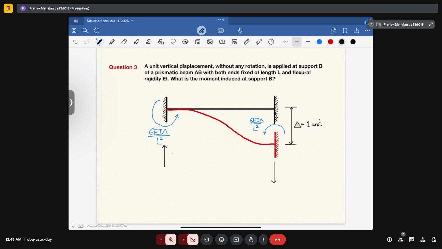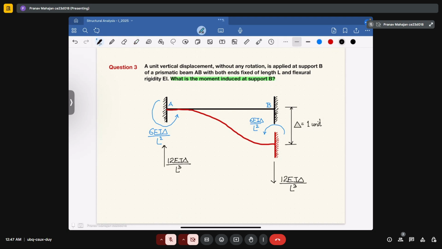It will be having the value equal to 12 EI delta upon L cube. Okay. So this is all the forces as well as moment that will occur in the beam when you suffer a unit settlement at the support B. Okay. So what is the question now asking you? The question is asking you what is the moment that will be induced at the support B.